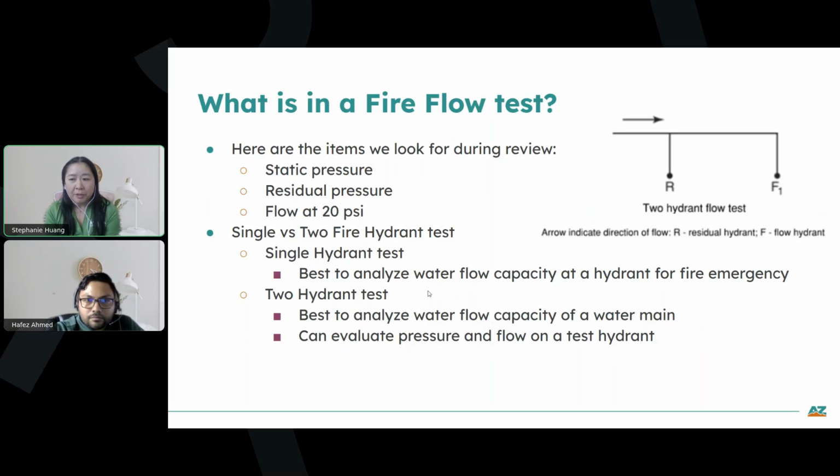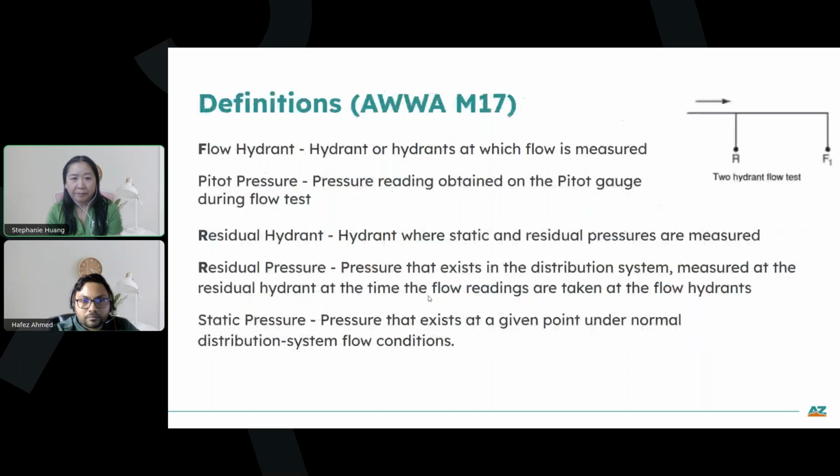I did mention there's also multiple hydrant tests, but what we typically see in our ATC review is the 2-hydrant test. So definitions from AWWA M17. Flow hydrant: hydrant or hydrants at which flow is measured. Pitot pressure: pressure reading obtained on the Pitot gauge during flow test. Residual hydrant: hydrant where static and residual pressures are measured.